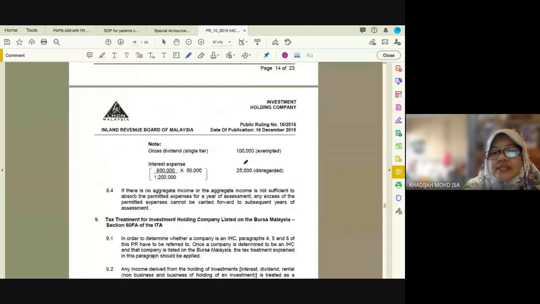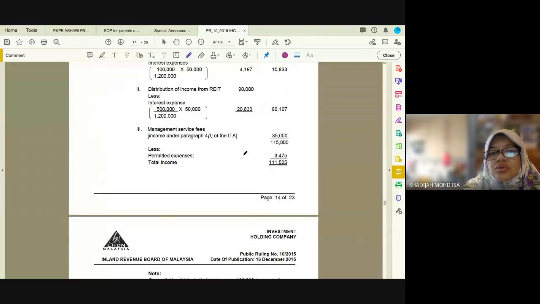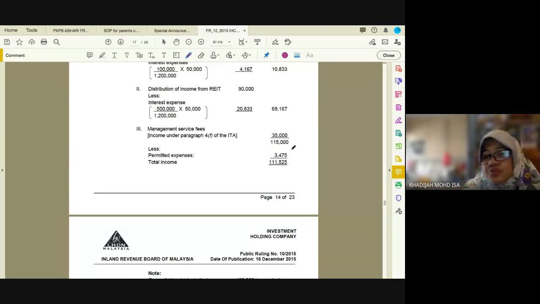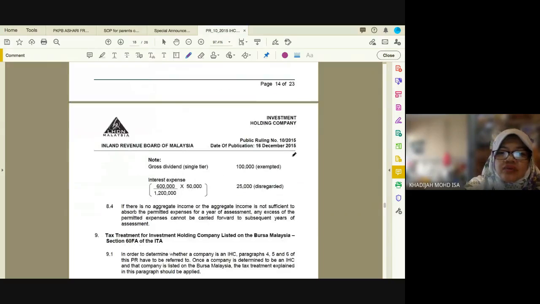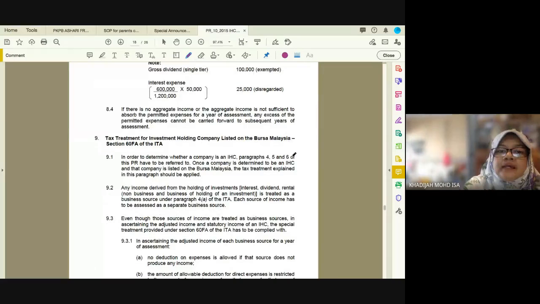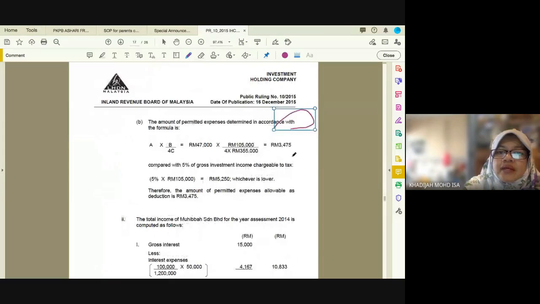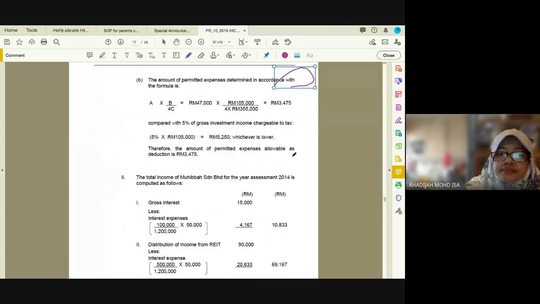So in this case, what you're saying is that assuming your total income here is, let's say, only 2,000, but your permitted expenses is 3,475. So here you can only minus 2,000. But the balance of the permitted expenses is disregarded. You cannot carry forward to the following year. There's no such thing as carry forward under this. Okay, so that is on the Sendirian Berhad. Any question?